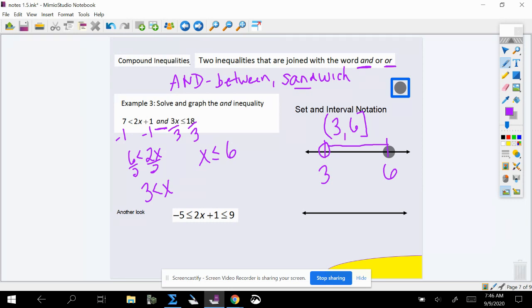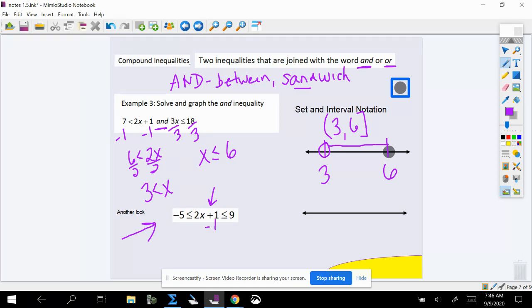I actually like this way better. It's when it's all written at once. So what this says is -5 is less than or equal to 2x + 1, and 2x + 1 is less than or equal to 9. What you want to do is focus on the middle part of this sandwich and get x by itself. So I need to subtract 1.